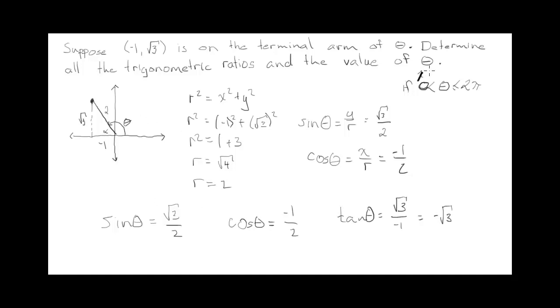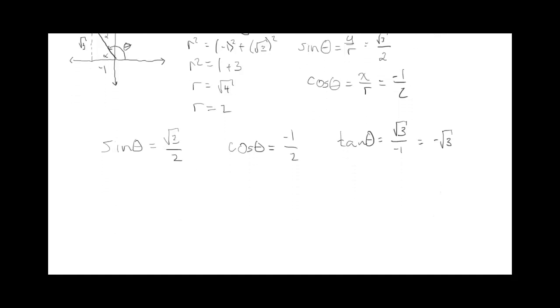Now we're asked for the value of theta. The way you figure out theta is you just have to do your inverse trig ratio. You're going to have to use your calculator. Your calculator can do the inverse trig functions for all these trig ratios. So you have 3 trig ratios. You could use any of them to get theta. One of them will actually get you the answer a little quicker.